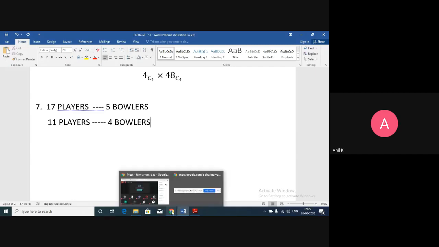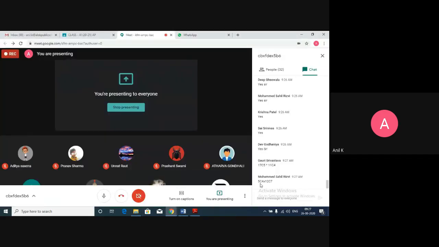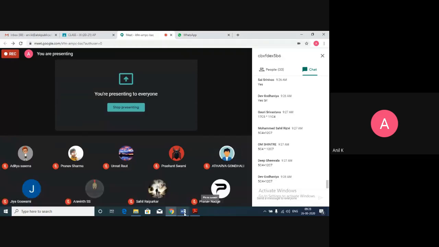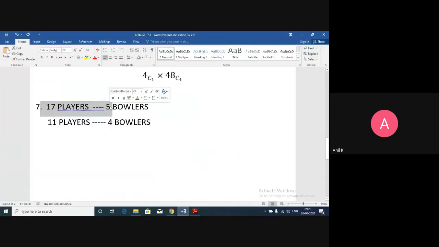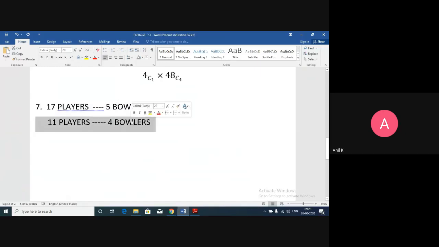Let me check if anybody has given the answers. Somebody has given 12C5 into 11C4, 17C5. Gauri, it's wrong. See, if I take 17C5 into 11C4, that means you are selecting a total of 11 players only. I understood what answer you gave: 17C5 into 11C4. No. This is the total availability of persons with me, and this one is my requirement.